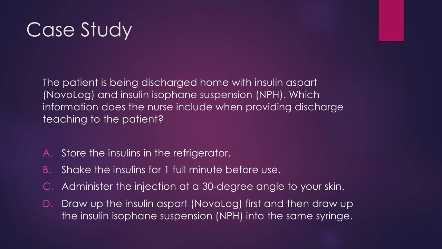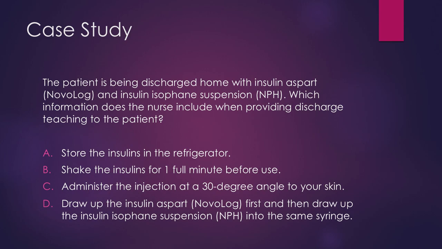A patient is being discharged home with insulin aspart and insulin isophane suspension. Which information does the nurse include when providing discharge teaching to the patient? Pause and answer this to yourself. That would be D. You draw up the short-acting insulin first and then the NPH.